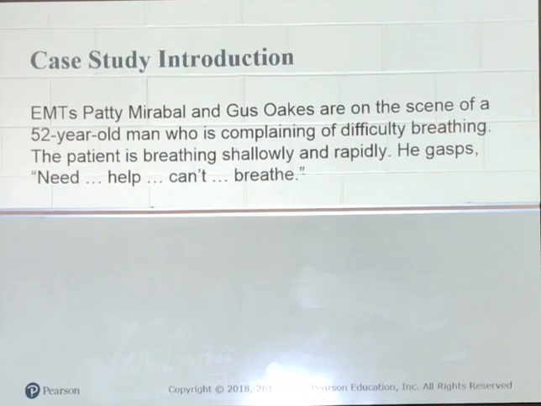EMTs Patty and Gus are on the scene of a 52-year-old male who is complaining of difficulty breathing. The patient is breathing shallowly and rapidly. He gasps, "Need help, can't breathe."